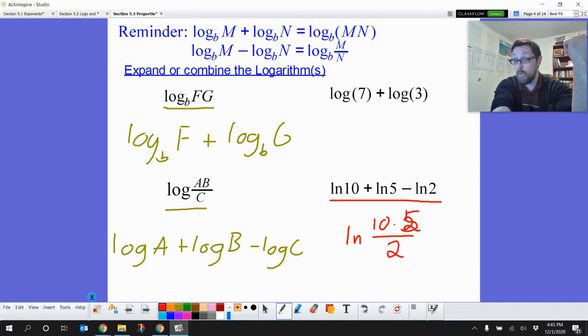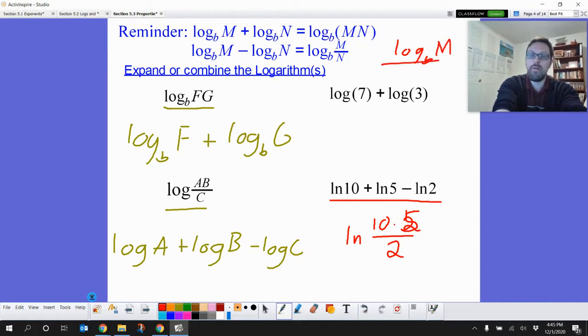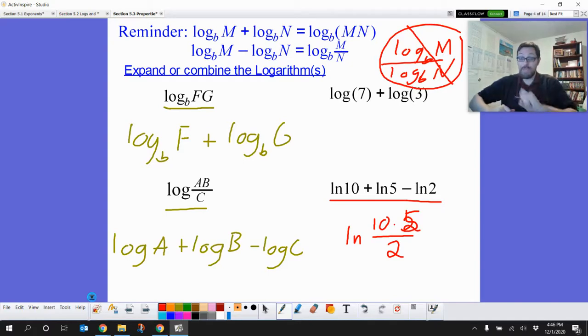Notice that I only wrote one log. It's not going to be log over log. A common error on this one is people will write log base m over log base n. That is a common error. If you want to write that and cross this out neatly in your notes, note that it is not that. That is a big no-no.